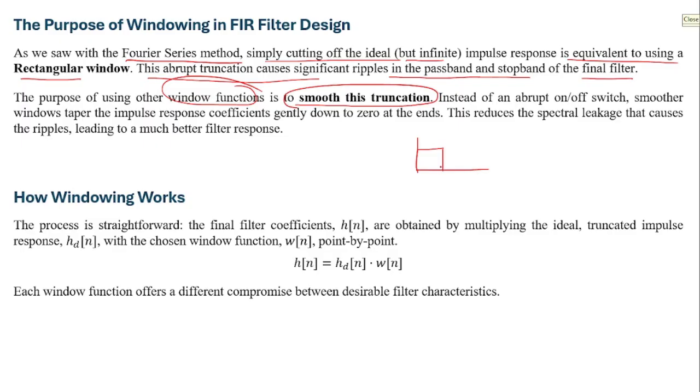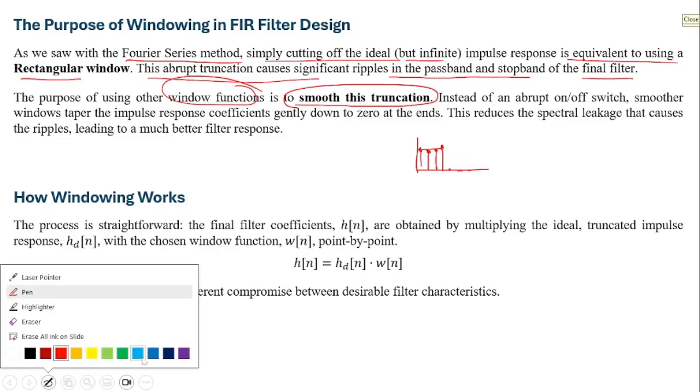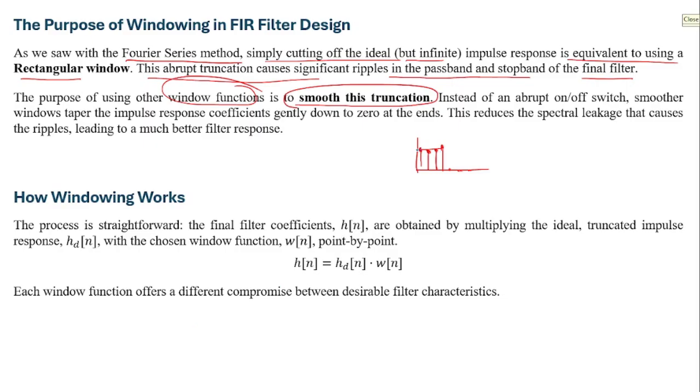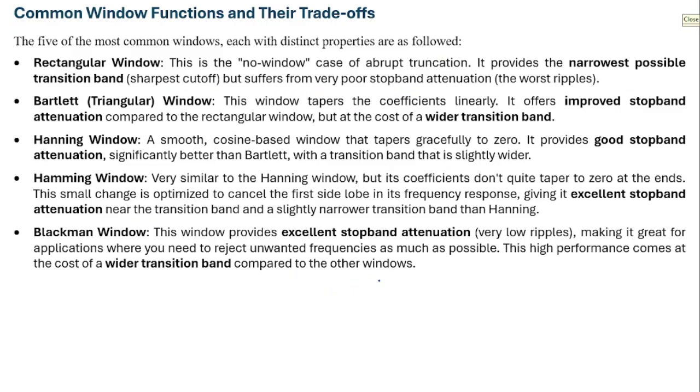Suppose this is the ideal case. The coefficients were something like this, and then suddenly became zero. Now what will happen when we use the windows? We may have something like this, so there is a gradual decrease in the amplitude response. How the window works, as I told you, h(n) equals h_d(n) multiplied by w(n). This is the important thing.